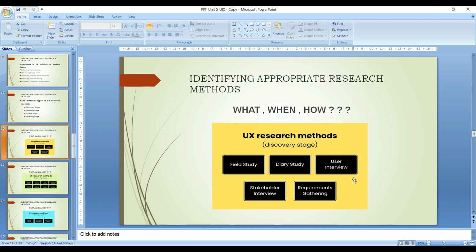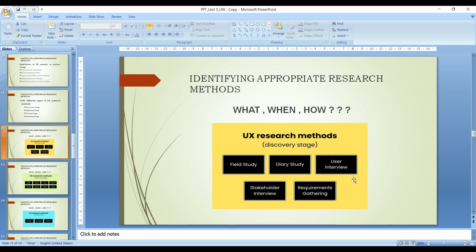For example, consider the field study. In the discovery stage, we have five different types of research methods. The first one is field study. You have to get down into the field and analyze. It is not at all a mistake to knock at the doors of the customer and ask for feedback. Many marketing people do that, right? So field study is very important. What type of field study you have to do, when you have to do it, and how you have to do it: these three questions, what, when, and how, apply to all five categories. And I hope you can understand.